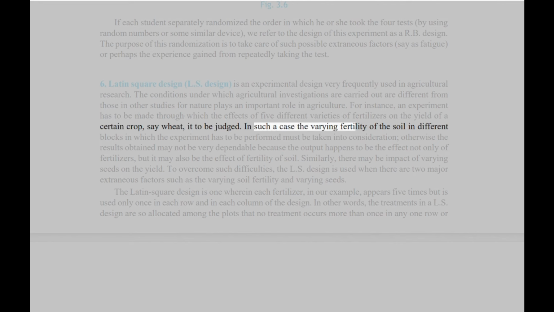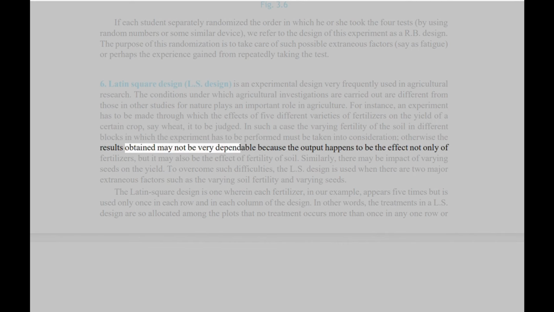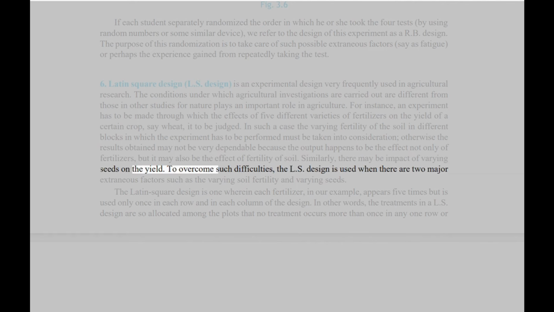In such a case, the varying fertility of the soil in different blocks in which the experiment has to be performed must be taken into consideration, otherwise the results obtained may not be very dependable because the output happens to be the effect not only of fertilizers, but it may also be the effect of fertility of soil. Similarly, there may be impact of varying seeds on the yield. To overcome such difficulties, the LS design is used when there are 2 major extraneous factors such as the varying soil fertility and varying seeds.